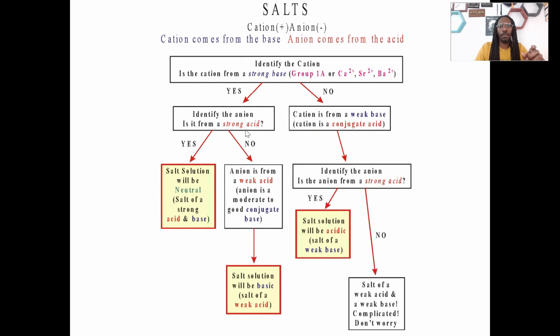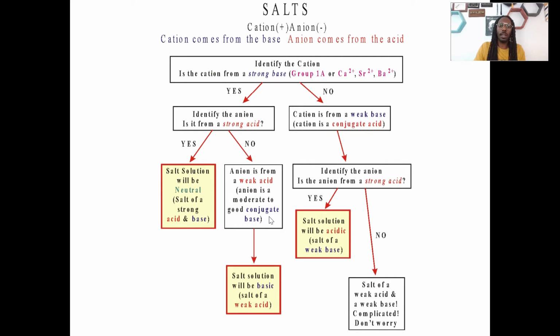Now, if you have a strong base, but the anion is not coming from a strong acid, then that means that the anion is coming from a weak acid. And if it's coming from a weak acid, then the anion is probably going to be a good conjugate base. Because we understand with these neutral solutions, they're more on the weaker side of the weaker conjugate base or acid. That's the reason why they have this neutral solution. But in this case, that weak acid is actually probably going to produce a good conjugate base.